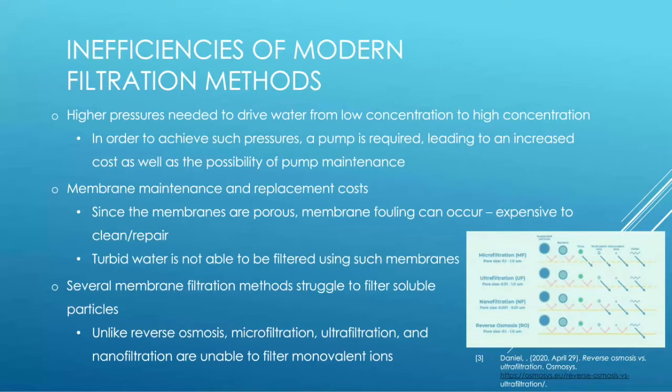Turbid water is also not able to be filtered through these membranes. Turbid water is water with dirt that doesn't sit in one spot; it flows around. Several membrane filtration methods struggle to filter soluble particles. Again, unlike the ones that we've spoken about already, nanofiltration is unable to filter monovalent ions, and you can see in the adjacent image the different filtration methods with their respective particles that they can filter out.